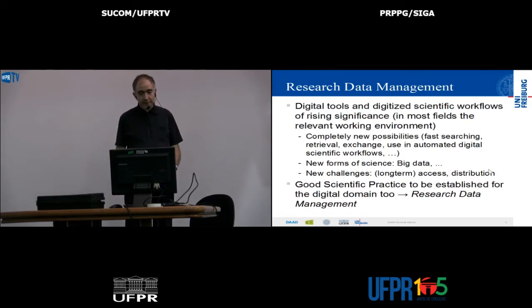Long-term access is an ongoing challenge because when we store data, people may want to retrieve it for the next 15, 20 years. The distribution of data is also a challenge. Who stores what, how long, how error-prone is it, to technical failures, to political failures? And we need good scientific practice to be established in the digital domain.